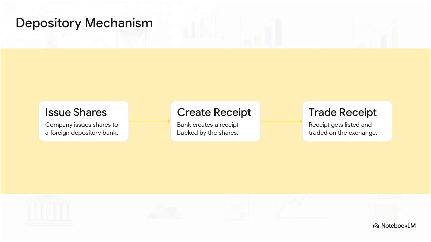Finally, Step 3. It's that newly created receipt, not the raw share, that gets listed and traded on the foreign stock exchange. The original shares stay locked up safe. The receipts are what actually trade hands in the market.